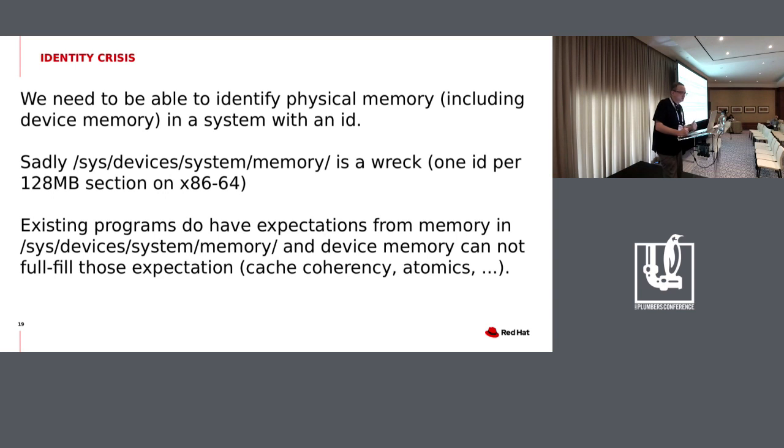So it's a sys device system memory. It's kind of rake, sadly. You will get a file, an ID, for every 128 megabyte of memory on x86. So if you have a 64 gigabyte, you will have 512 IDs for the 64 gigabyte, but that 64 gigabyte is the same kind of memory, so it's kind of a waste to have so many IDs for the same memory. It was done for some weird MM reason, and at the time it looked like a good idea, but I think everybody kind of agrees that it was really one of the worst things we did.